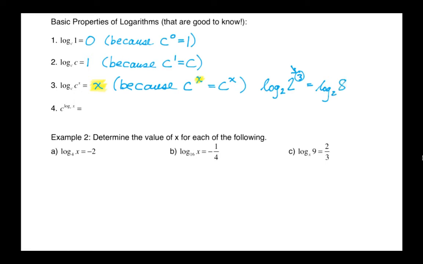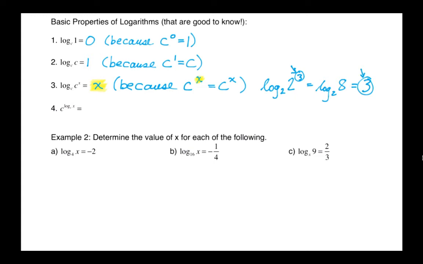And now if I do log base 2 of that, I am looking for the number that is the exponent on 2, such that 2 to that something will give me 8. Well, of course I know that's 3. So look at that. We ended up with a 3 again.